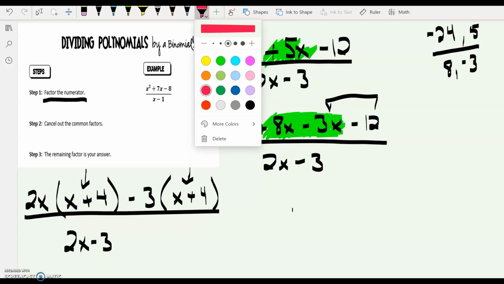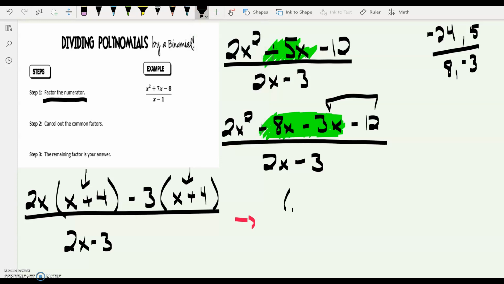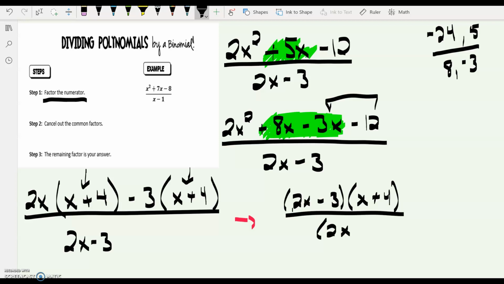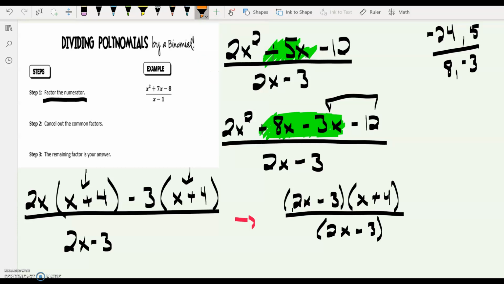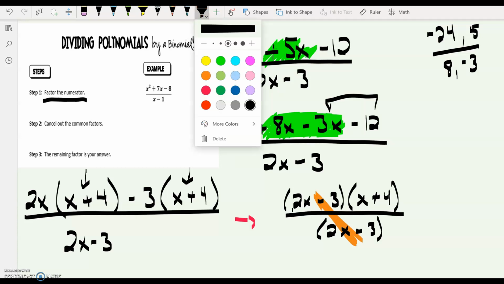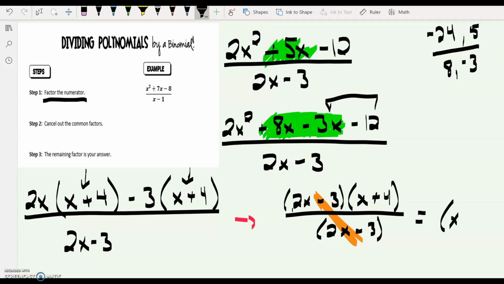Okay, and we're still chugging along here. We're factoring the numerator. The numerator will turn into 2x minus 3 times x plus 4. That is all divided by 2x minus 3. And this seems to be working out pretty nicely for us, because what I'm able to notice here is that we've got this common factor that we can simplify out, and we are left with our final answer being simply x plus 4.